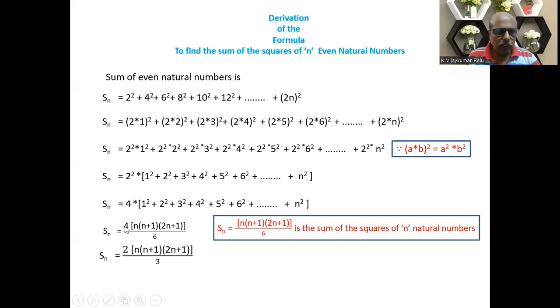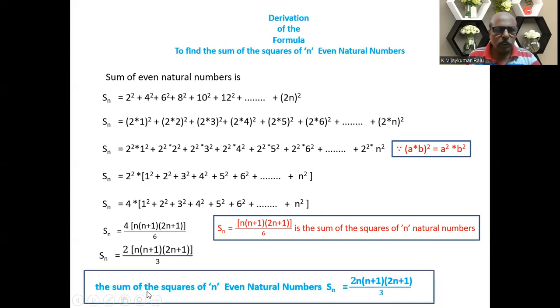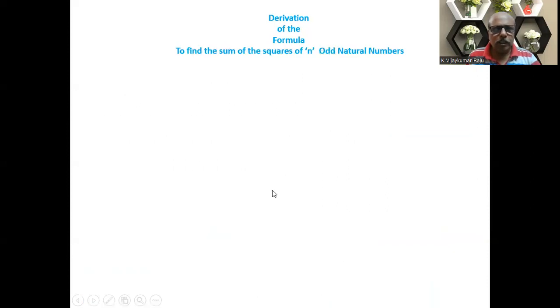So now when I cancel by 2, 2 twos are 4, 2 threes are 6. So it is 2 bracket n into n plus 1 into 2n plus 1 upon 3. So the sum of the squares of n even natural numbers is given by this formula: 2n bracket n plus 1, 2n plus 1 divided by 3. Okay. Now we derive the formula to find the sum of the squares of n odd natural numbers.